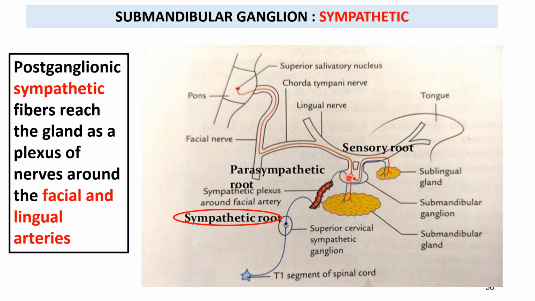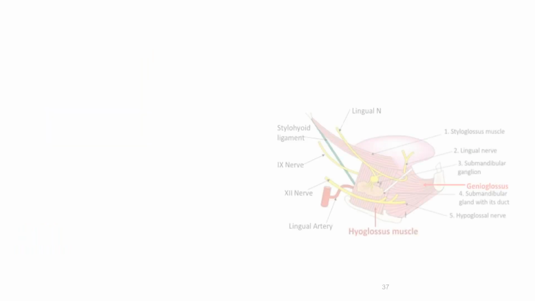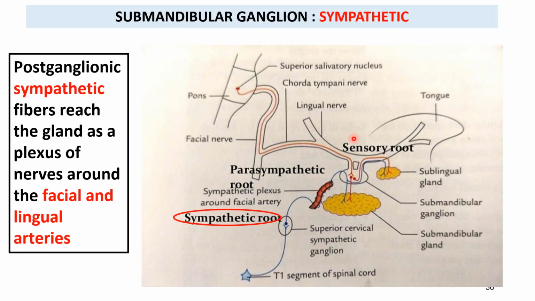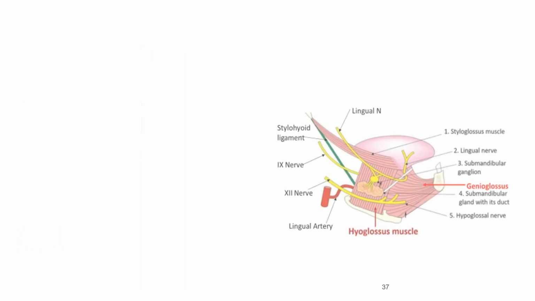So we have done all the ganglia, and we have seen that the sympathetic fibers do not synapse, they directly relay from the ganglion to the final site, which over here is the submandibular gland. The sensory fibers, the sensory root, will be supplied directly via the lingual nerve. So the sensation from the sublingual and submandibular glands will directly be carried through the lingual nerve. So these are the three connections of the submandibular gland that we have covered.